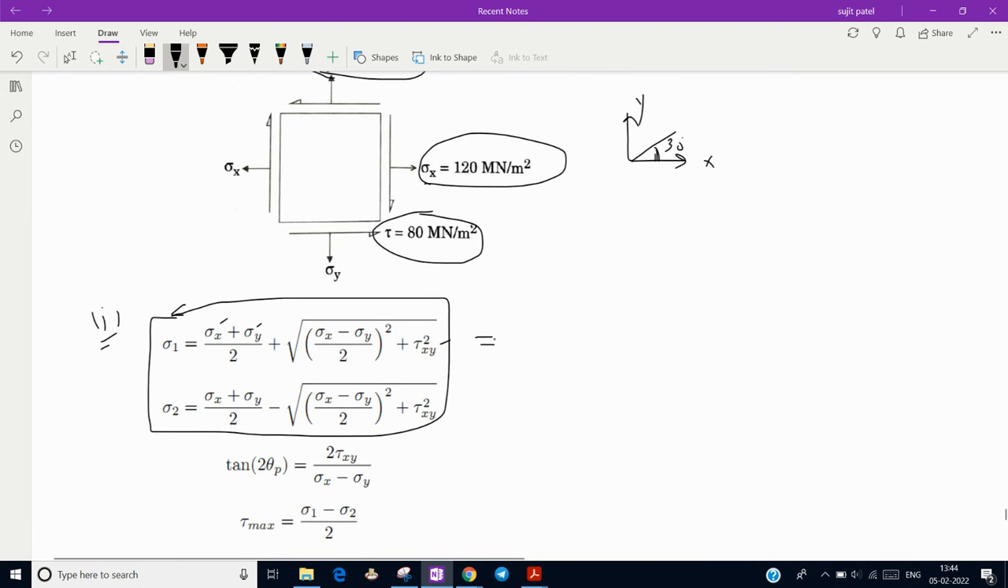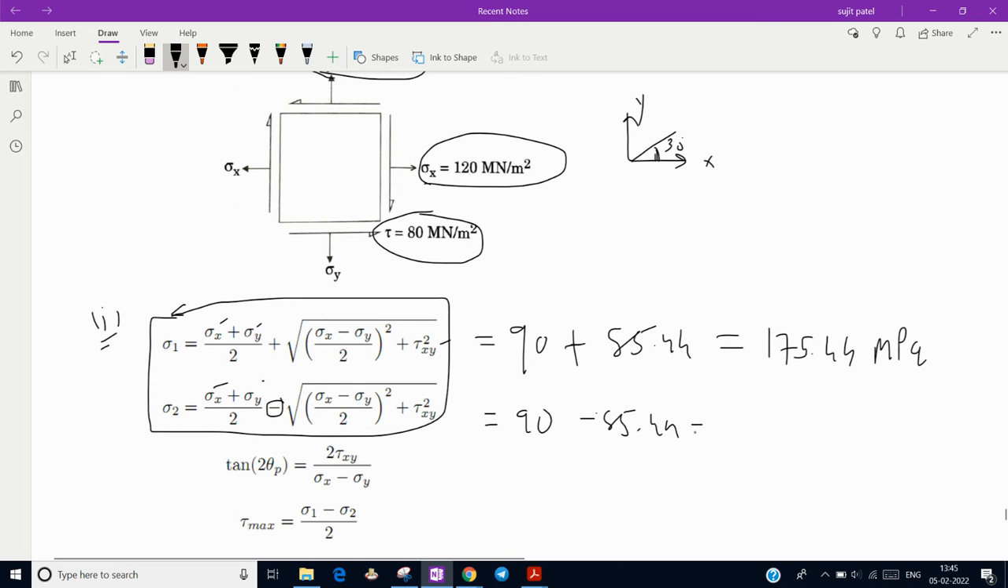So you will get the maximum principal stress as 90 plus 85.44, that means 175.44 megapascal. Now the similar thing, put all the values, but here there is a minus sign. So 90 minus 85.44, that will be 4.56 megapascal. That is the minimum principal stress, and the other is the maximum principal stress.